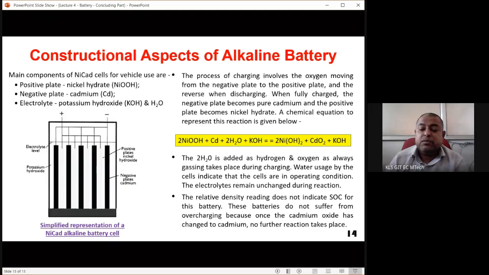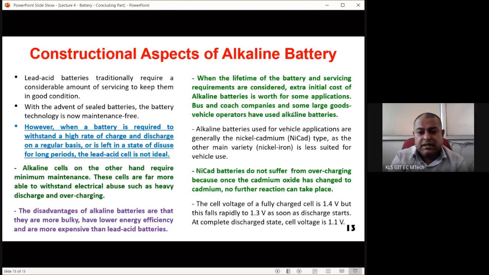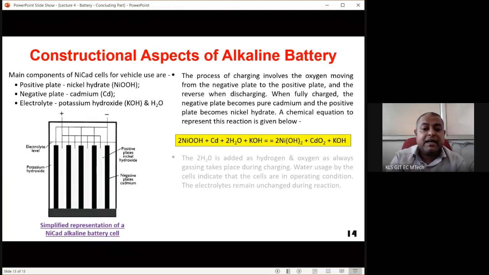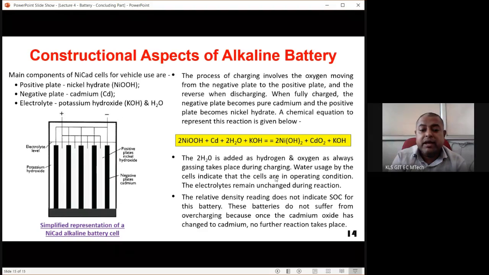These batteries do not suffer from overcharging because, as we told you previously, as soon as the oxide starts forming, the reaction stops. Okay, because once the cadmium oxide has changed to cadmium, no further reaction takes place. In the previous slide also it was shown to you. Here it is explained that NiCad batteries do not suffer from overcharging because once the cadmium oxide has changed to cadmium, no further reaction can take place. So this is a positive of the battery. This is a diagram, the reaction, and this is how the electrolyte behaves and what the positive point of the battery is. So this finishes the total battery part. That is the first topic from the first module.